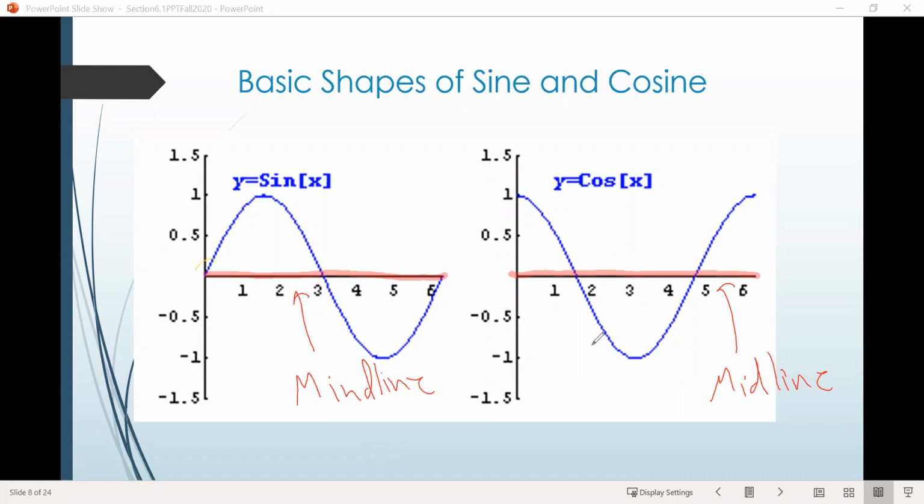And for where it starts here in our picture, notice it starts right on the midline. For cosine, we've got the midline in the exact same place, but notice in this case, the function starts above the midline. And so that's going to be a big difference between sine and cosine. In sine, the function starts on the midline. In cosine, it'll start above, or if it's been transformed, sometimes it'll start below.